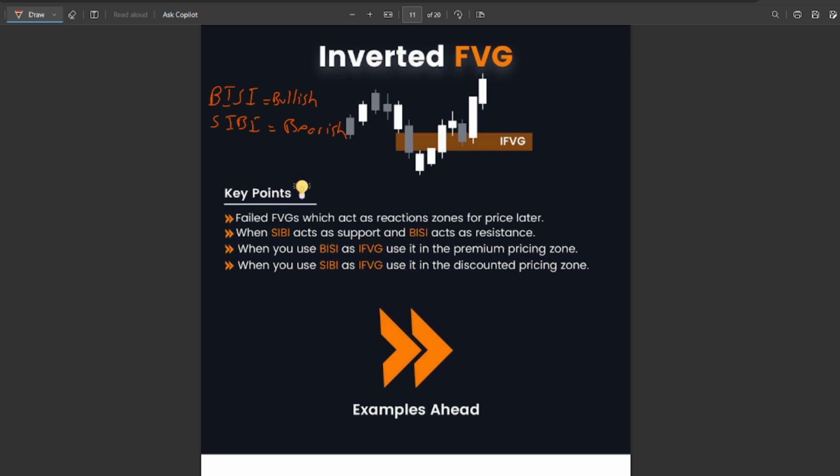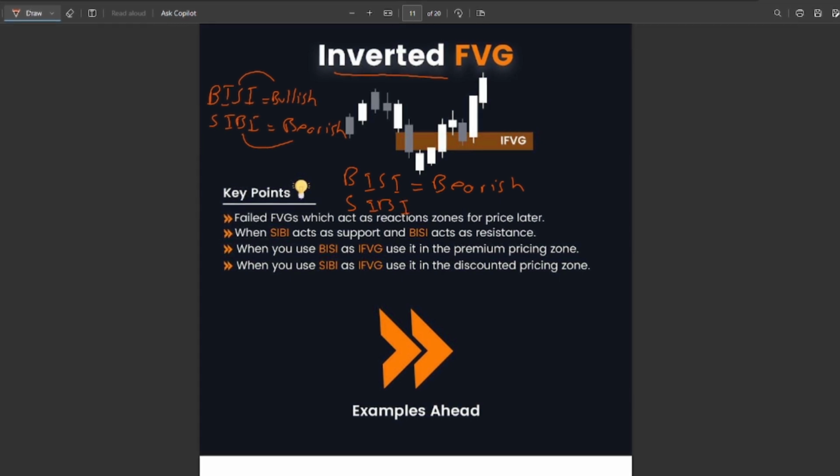So our third type of fair value gaps is inverted fair value gaps. Up till now you have studied that BISI is a bullish fair value gap and SIBI is a bearish fair value gap. Now when highlighting inverted fair value gaps, the roles reverse. BISI turns into a bearish fair value gap and SIBI turns into a bullish fair value gap.